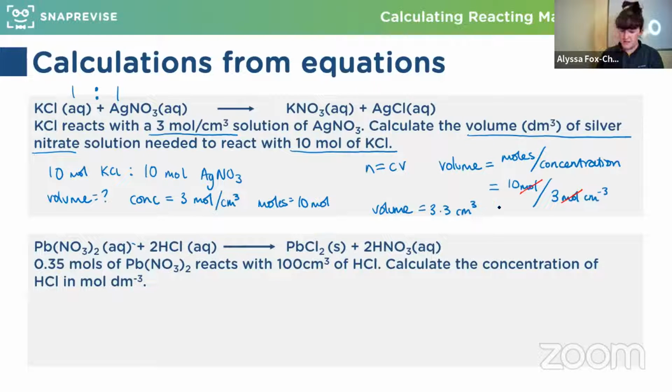So converted to decimeters cubed, centimeters cubed to decimeters cubed, I've got to divide by 1,000. So 3.3, I think it's 3.3 recurring, times 10 to the minus 3 moles of AgNO3.